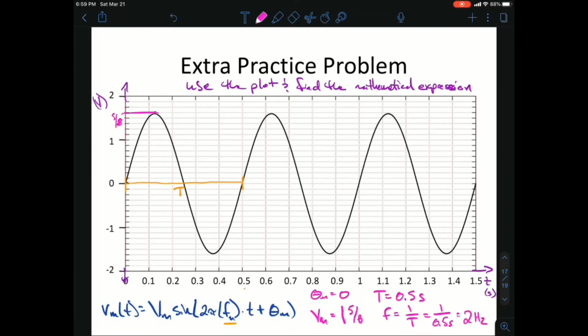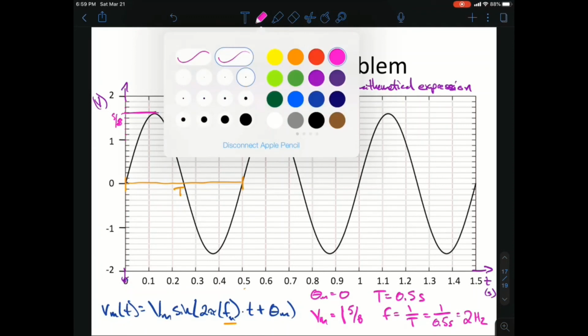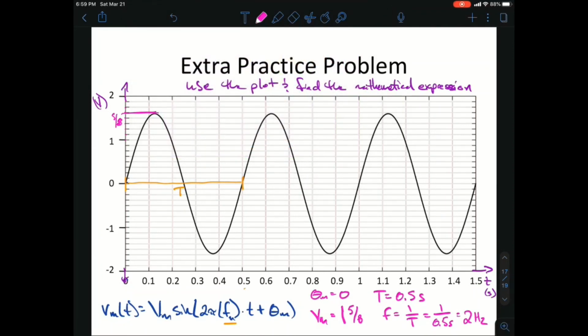And now we have all the ingredients we need to make this equation. We'll just write it right here on the plot. That's going to be V sub m of t equals 1 5/8. You can figure that out if you really want to. I think it's like 1.625, something like that. Yeah, it seems right. Times sine of 2 pi times 2 times time plus 0. Just close that out, and that is going to be our final expression.